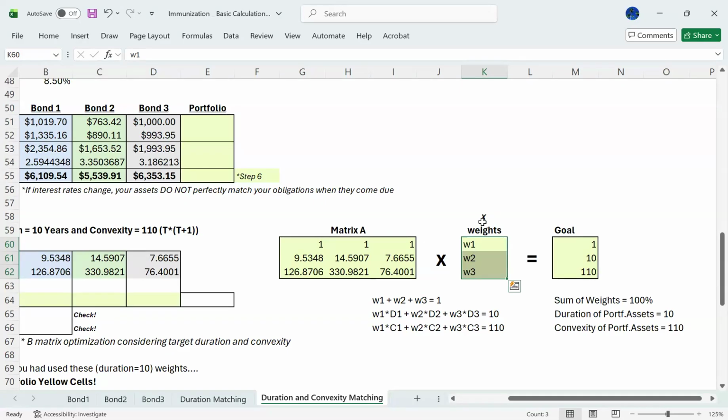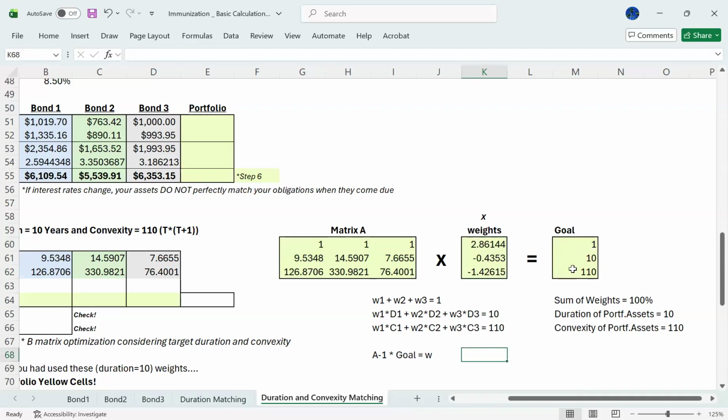Okay, now this is the x. So this becomes a problem like A inverse times the goal, which gives us W. That's the solution to get the weights, which is the matrix of the unknown variables. So let's get rid of these, and now we can instead use MMULT of MINVERSE of this matrix, then the goal matrix, and then we get the solution here.